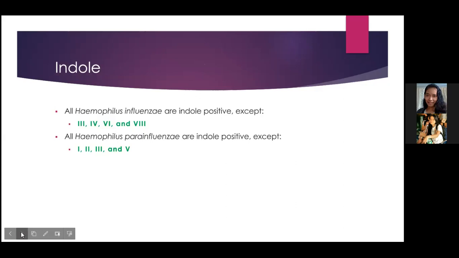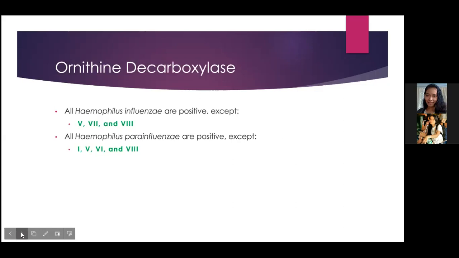In the indole test, all Haemophilus influenzae are indole positive except biotypes 3, 4, 6, and 8. All Haemophilus parainfluenzae are indole positive except biotypes 1, 2, 3, and 5. For the ornithine decarboxylase test, all Haemophilus influenzae are positive except biotypes 5, 7, and 8. In Haemophilus parainfluenzae, all are positive except biotypes 1, 5, 6, and 8.